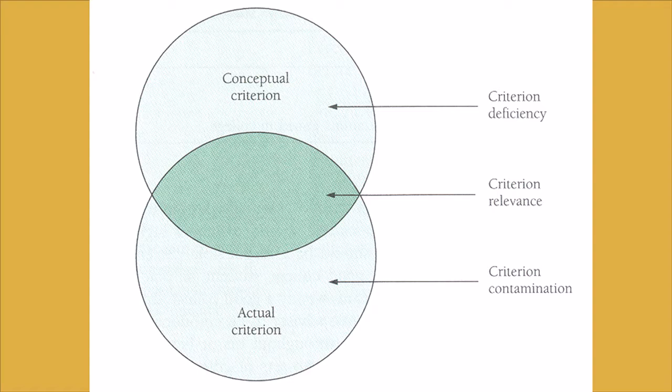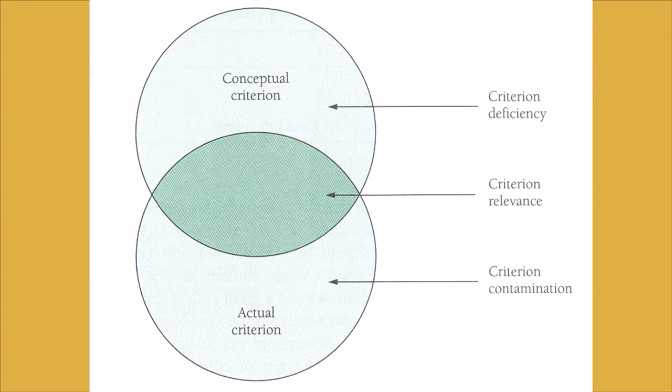Criterion relevance is a term we use to describe the extent to which the actual criterion, the measure, assesses the theoretical criterion. This is our construct validity. And you can see the relevance here, this overlap, is where that measure is accurately measuring what our conceptual criterion is.